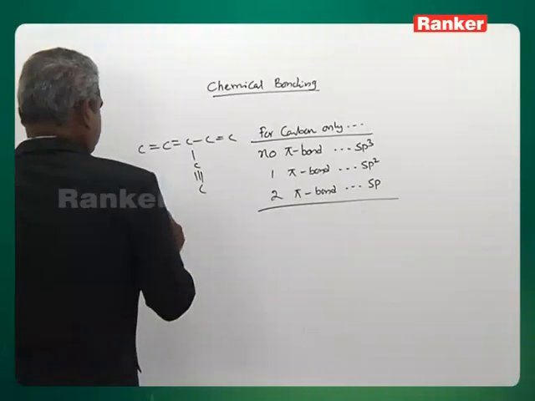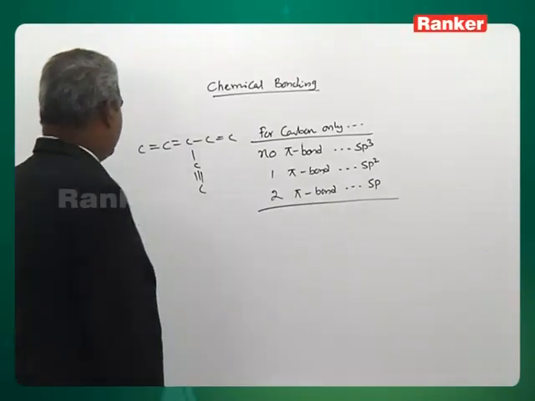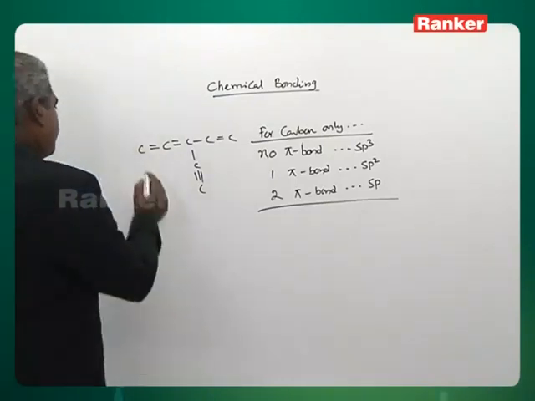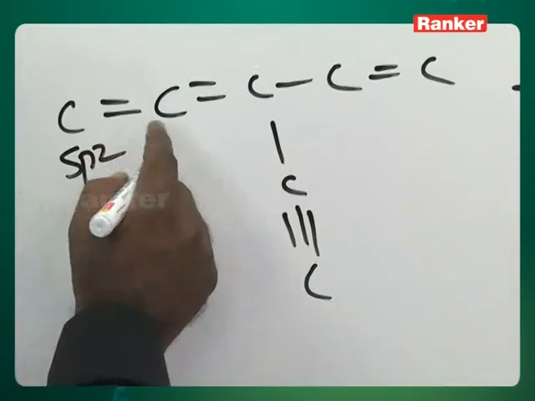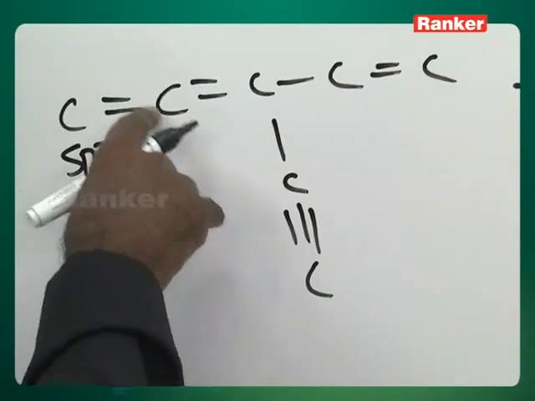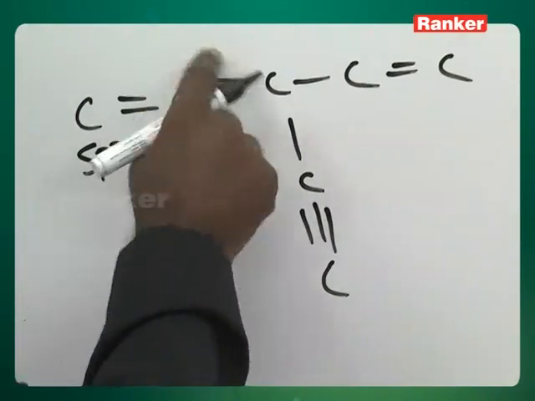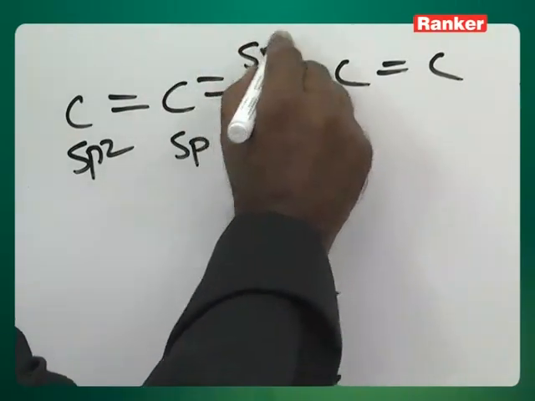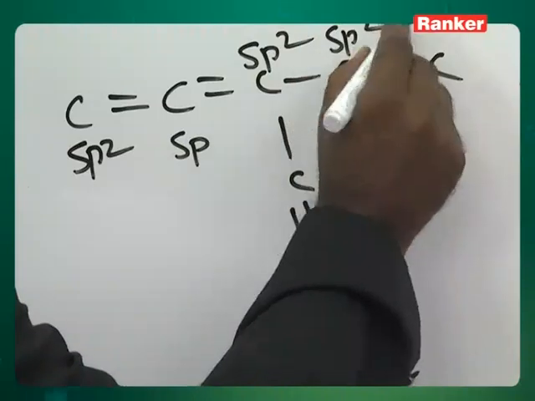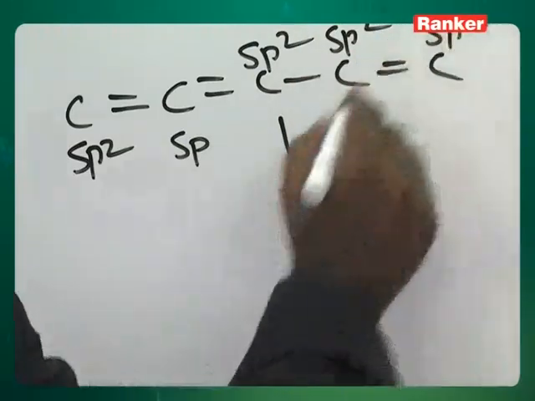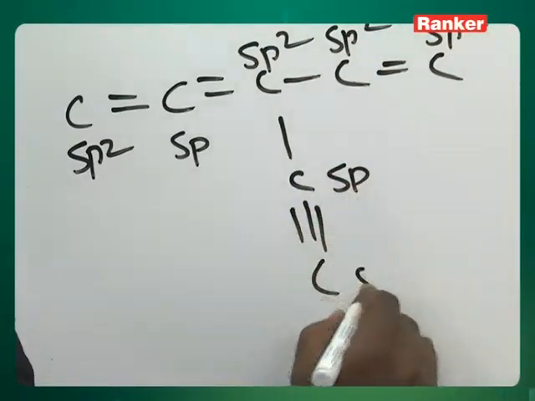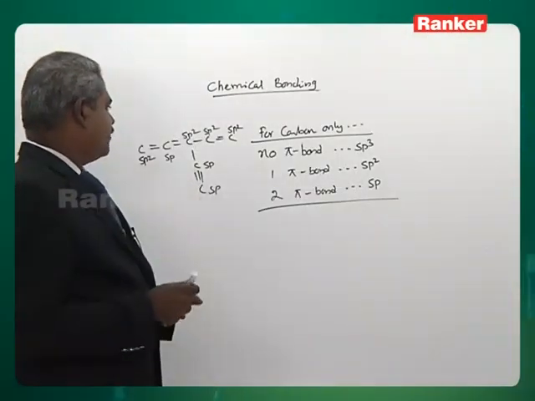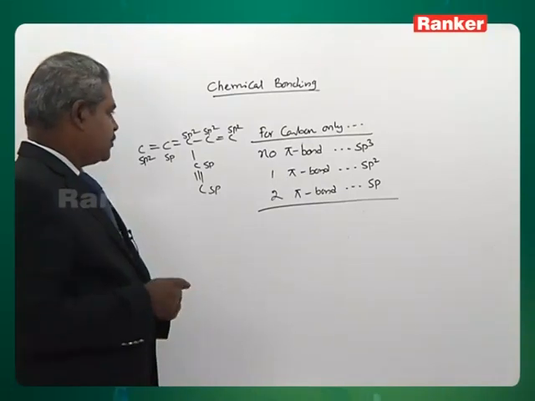Now, let us try to find out the hybridization of each of the following. What about this carbon? It has 1 pi bond, sp2. What about this carbon? This carbon has 2 pi bonds on either side, sp. 1 pi bond, sp2. 1 pi bond, sp2. 2 pi bonds, sp. That's all. So, whenever carbon is not forming a pi bond, it is sp3.